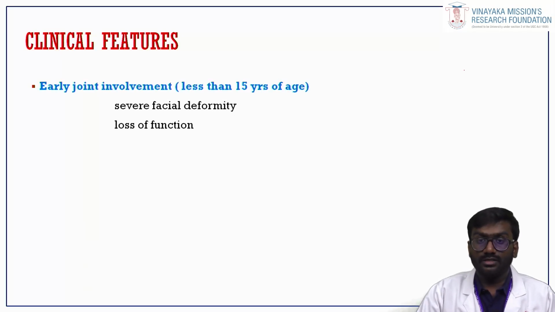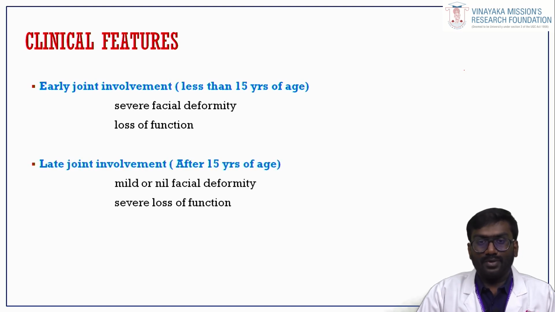The clinical features depend on the age at which the ankylosis happens. So if it is early stage, that is in the pediatrics less than 15 years of age, you have severe deformity of the face because the condyle is the growth potential for the lower face, which is the mandible. So once in the early stage itself when this bone fuses, the mandible cannot grow, which results in severe facial deformity and loss of function, in the sense that the patient cannot open the mouth, cannot eat, cannot maintain oral hygiene. That is the loss of function.